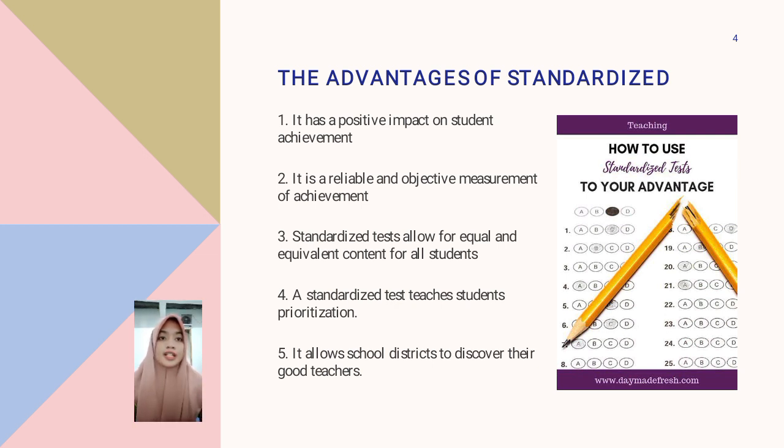Number three, standardized tests allow for equal and equivalent content for all students. This means complete evaluations of students from an equal perspective can be obtained. Using alternate testing or exempting children from taking a standardized test creates unique systems, which then creates one group of students who are accountable for their results and another group of students who are unaccountable. It is a system that looks at every child through equal eyes.